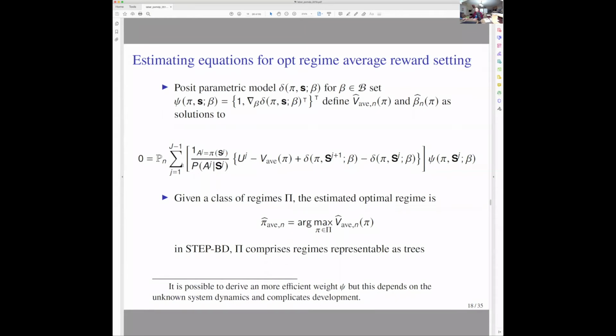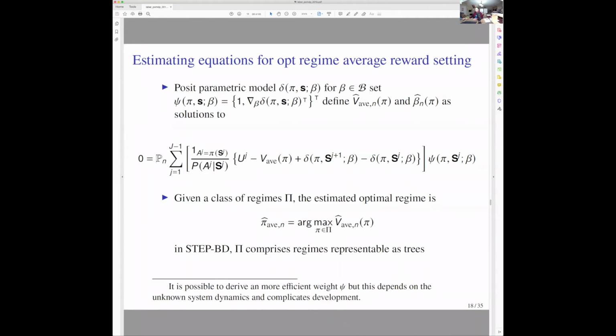So what's happening here is I've just replaced the average with the average over the data. We've summed over the time points, and then we've just replaced these parametric models for the differential value. And so you solve this thing for V hat av and for beta hat. And then for any class of regimes capital pi, the estimated optimal regime is the one that maximizes V hat av of pi.